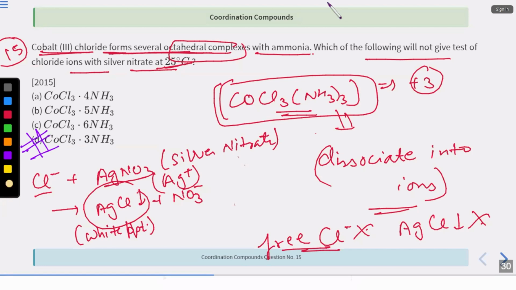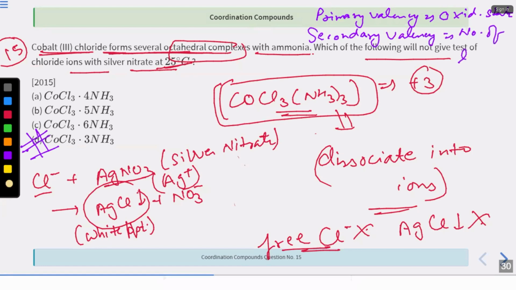So firstly, let me make it clear. Primary valency is basically the normal valency which we study, which is the oxidation state of the central atom. Secondary valency refers to the number of ligands it is surrounded with in coordination compounds. So please don't mess with this thing. This is an important thing which is asked many times in JEE Mains. Okay, so I hope you got it.